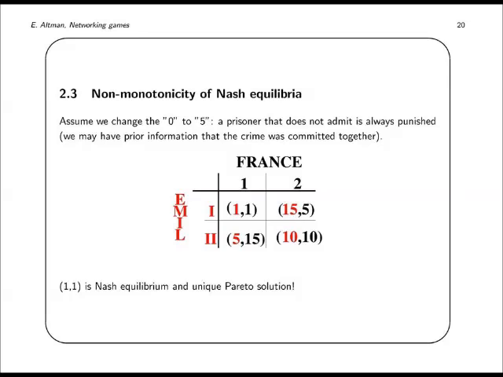One paradox here in this prisoner's dilemma is the monotonicity paradox. Assume that we change the 0 to 5. A prisoner that does not admit is always punished. For example, just imagine that we may have some prior information that the crime was committed together. So by increasing this punishment, by giving more years in prison, 1-1 becomes a Nash equilibrium, which is a Pareto solution. Increasing costs can result in a better performance, in a larger utility at equilibrium or in a lower cost at equilibrium.